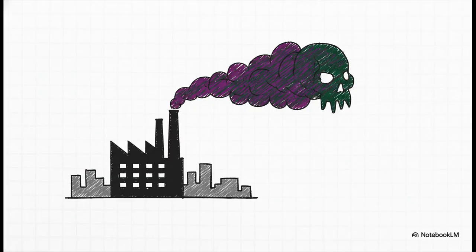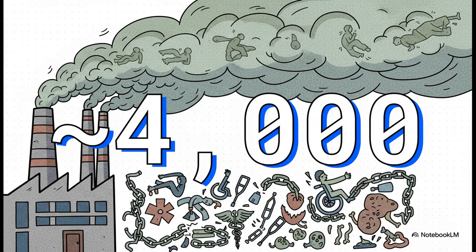To understand this connection even more deeply, let's look at one of the world's worst industrial disasters, the Bhopal gas tragedy. This was a man-made environmental catastrophe with devastating social consequences. That night, a leak of toxic gas from the Union Carbide factory killed roughly 4,000 people almost instantly, and hundreds of thousands more were left permanently disabled. The human cost was just horrific.